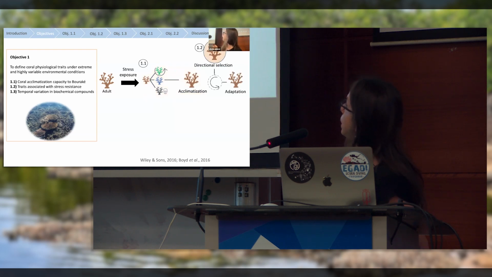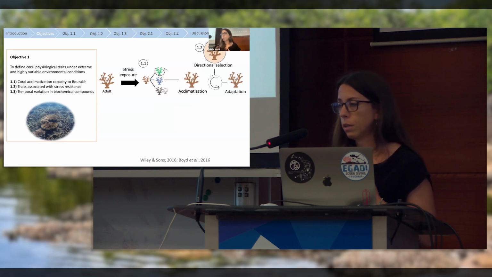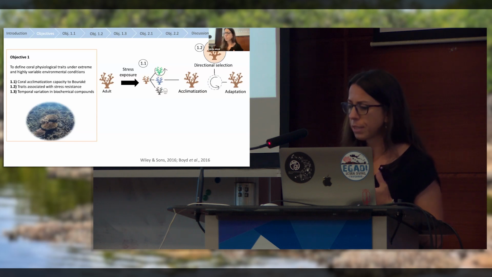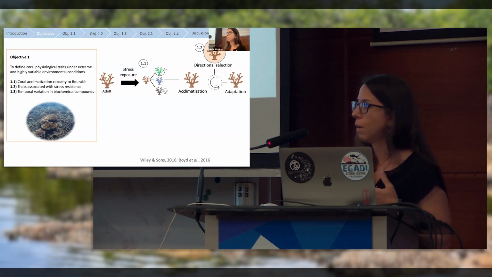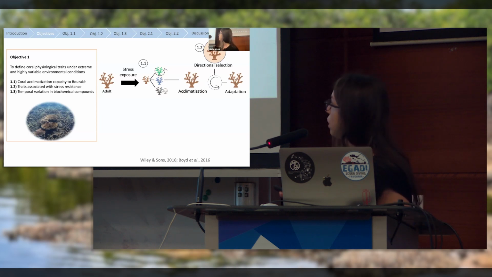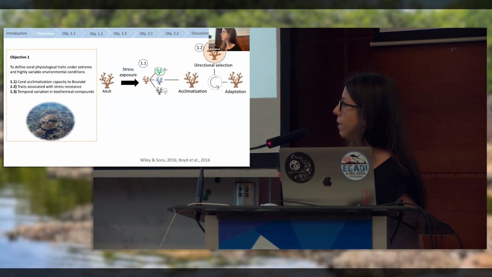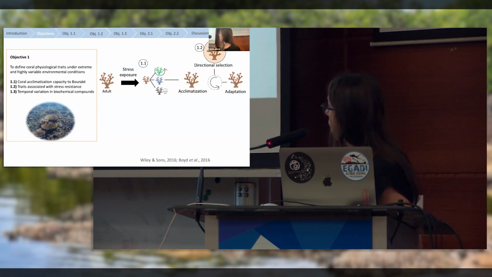The second point is based on the fact that individuals that have grown and been exposed to a constant type of stress, different individuals of the same population, can actually manifest some traits more often. So some physiological traits can become more frequent in that population. That's what I wanted to do with the second point: evaluate and try to identify some traits associated with stress resistance in those corals.